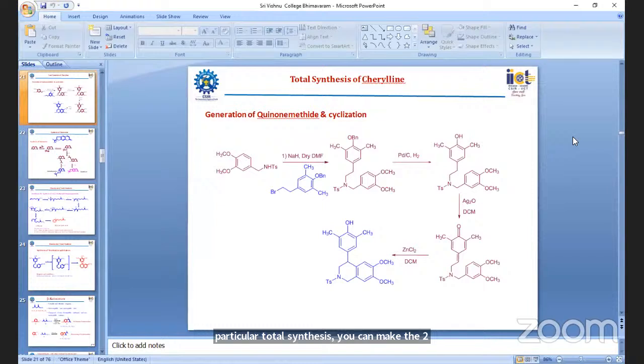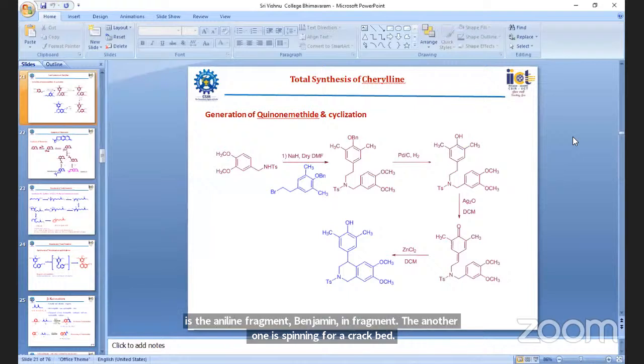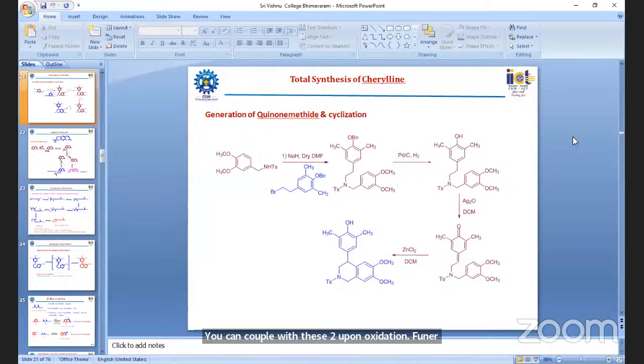One is the aniline fragment, benzylamine fragment. The another one is phenyl fragment. You can couple these 2 upon oxidation, followed by first you have to do the hydrogenation, followed by oxidation, then ring cyclization. You can get the synthesis. That means total synthesis you can make the molecule by making 1 fragment, the another fragment. By taking 2 fragments, you can make the molecule.